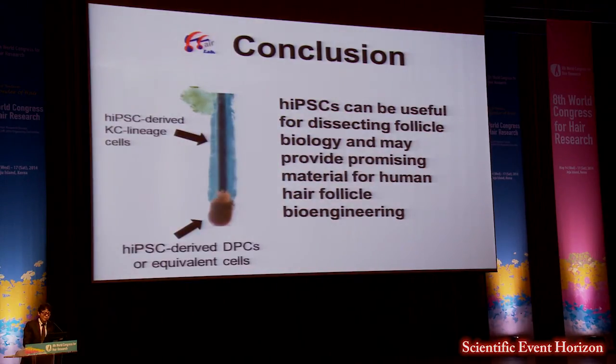So in conclusion, we can now generate the human iPSC-derived keratinocyte lineage for hair follicle bioengineering, and possibly we can regenerate the mesenchymal components also from the human iPSCs. So human iPSCs can be useful for dissecting hair follicle biology, and may provide promising material for human hair follicle bioengineering.